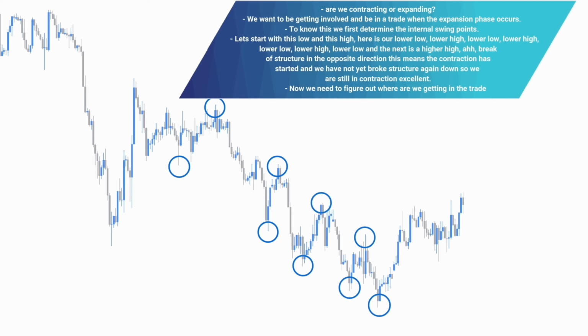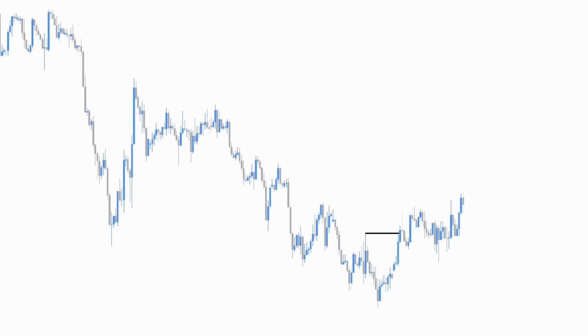Now, the next is a higher high. Break of structure in the opposite direction. This means the contraction has started, and we have not yet broke structure again down, so we are still in contraction. Excellent. Now we need to figure out where are we getting in the trade.